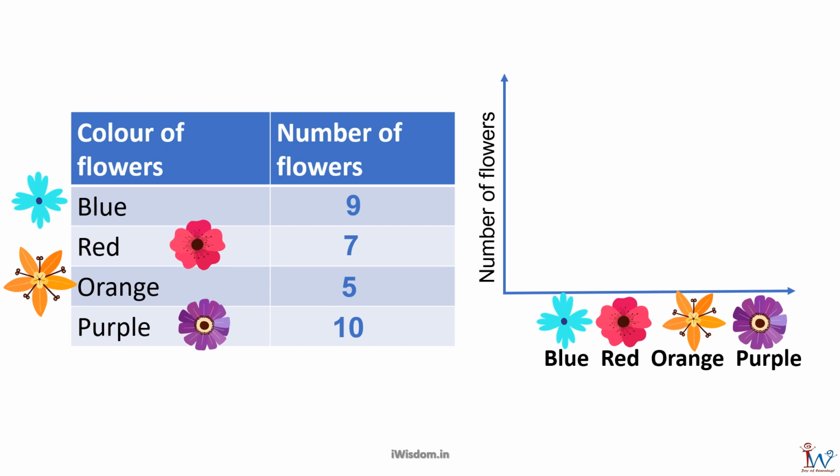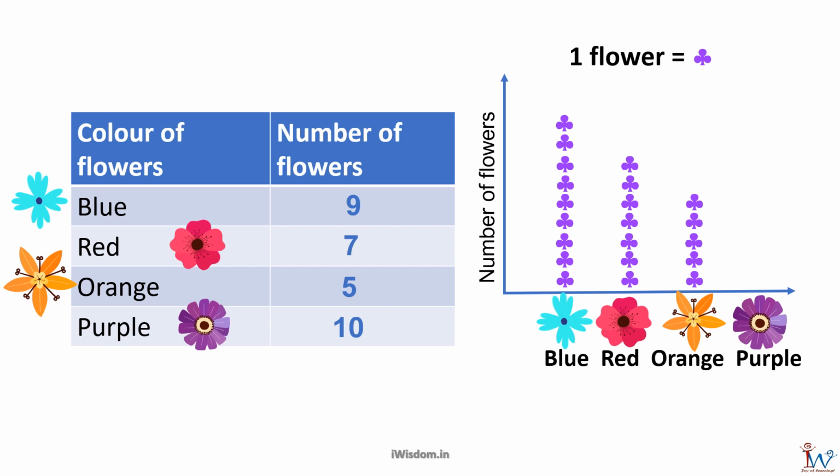Let's represent each flower with a club symbol. As we have 9 blue flowers, we draw 9 flowers in front of the blue flower label as follows. Similarly, we draw 7 flower symbols for red, 5 for orange, and 10 for purple flowers. This completes the picture. Such a picture which has horizontal and vertical lines is called a chart.